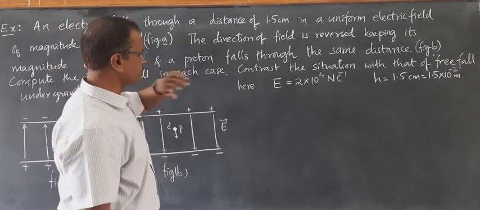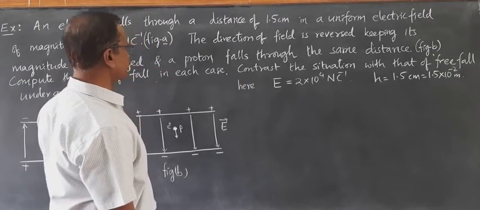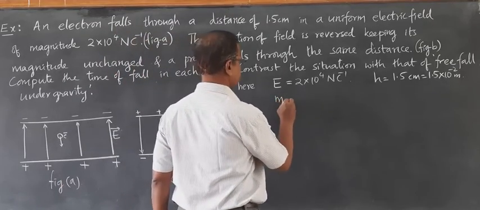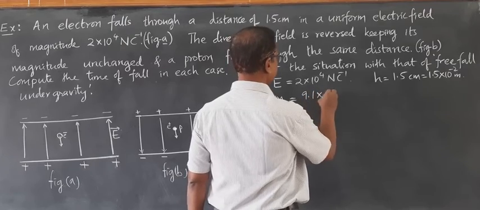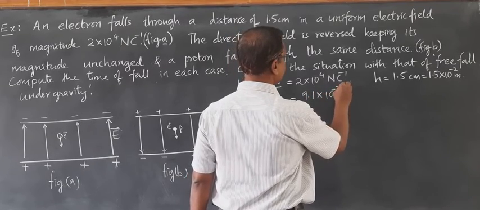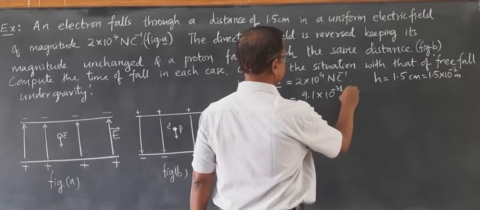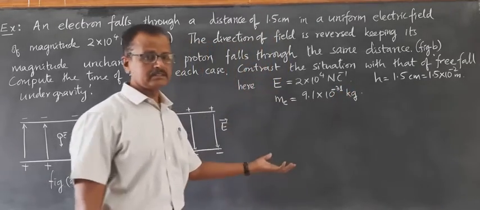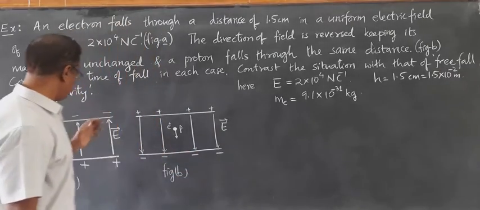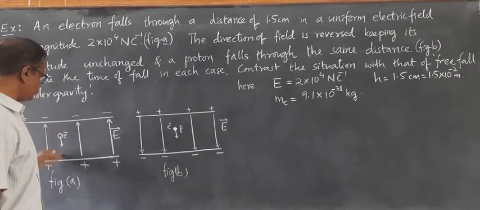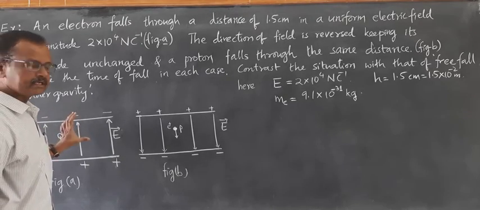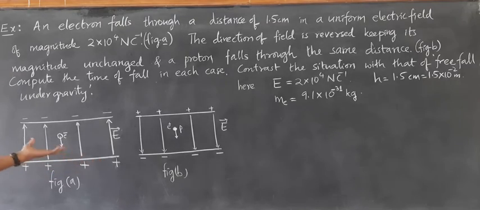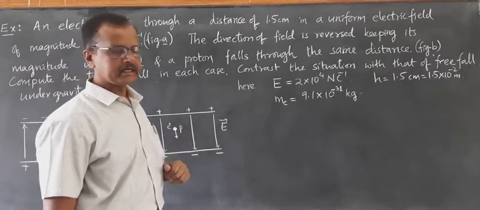Yes, height is given, electric field is given. The mass of electron, you must remember, m_e, is 9.1 into 10 to the power of minus 31 kg. The question arises, what is the requirement of mass? Now look at this. When the electron falls down, it is falling under the action of uniform electric field. We neglect gravity, right? So it is falling down only due to electric field.